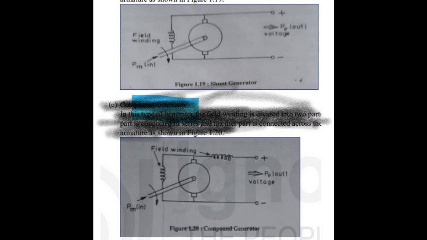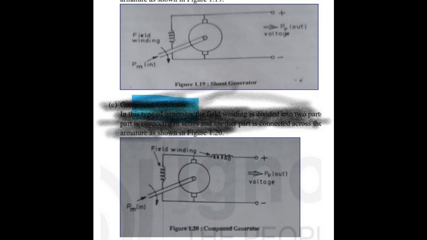B. Shunt generator. In this type of generator, the field winding is connected across the armature as shown in figure 1.19. Look at the screen. C. Compound generator. In this type of generator, the field winding is divided into two parts. One part is connected in series and another part is connected across the armature as shown in figure 1.20. Look at the screen.